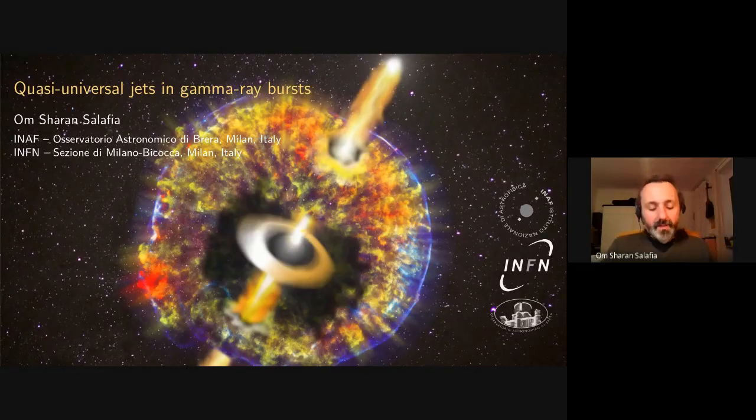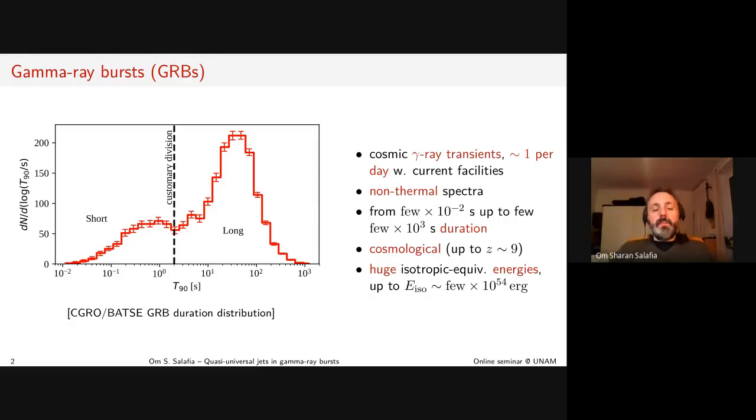which is something I have been working on a little bit during my research. But before that, let me just briefly introduce gamma ray bursts. I guess everybody here knows what they are, but let me briefly summarize their properties.